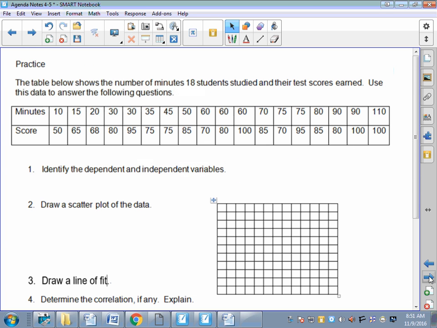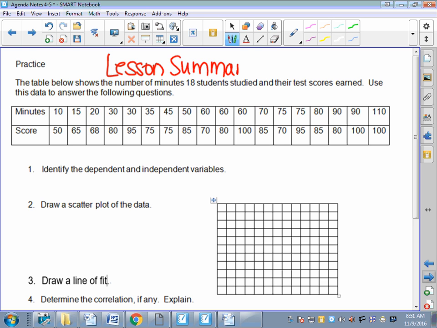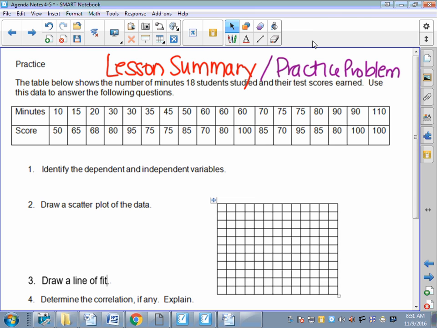So this practice problem is your lesson summary. I didn't even put it on there. Lesson summary and practice problem. I step by step you through it. I gave you the data. So this is what I'm going to be looking for. So start off with looking at that minutes and score. The table below shows the number of minutes 18 students studied and their test score earned. Use the data to answer the following questions.